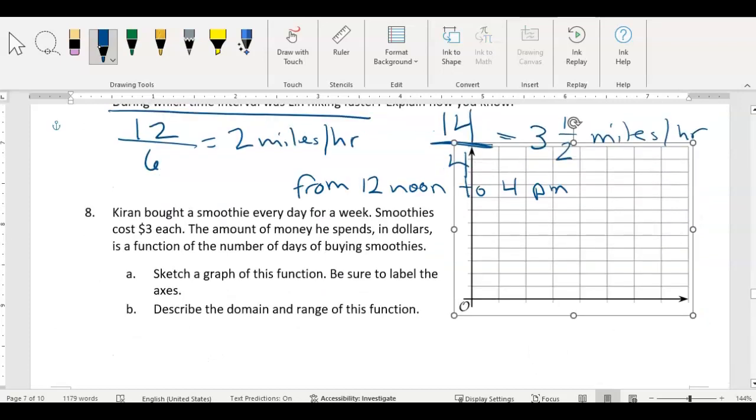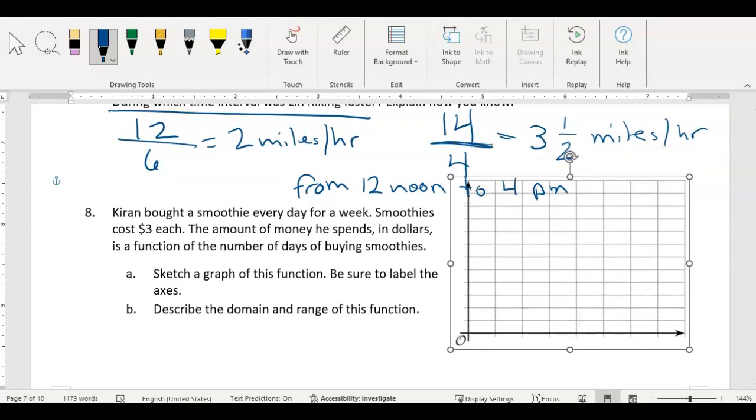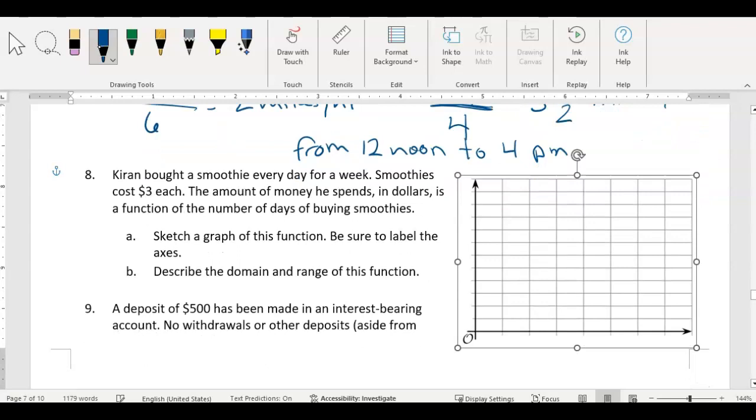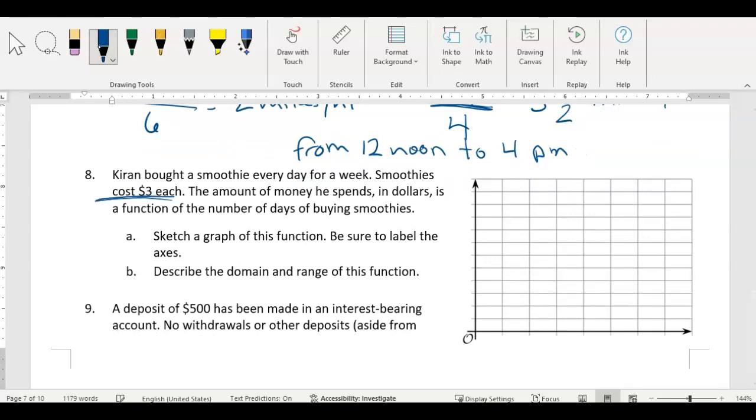All right, Kieran bought a, oops, I think I moved this graph here. Kieran bought a smoothie every day for a week. Smoothies cost $3 each. The amount of money he spends in dollars is a function of the number of days buying the smoothie. All right, so amount of money is a function of days. So days is here, money is here. Sketch a graph of this function. Be sure to label the axes.